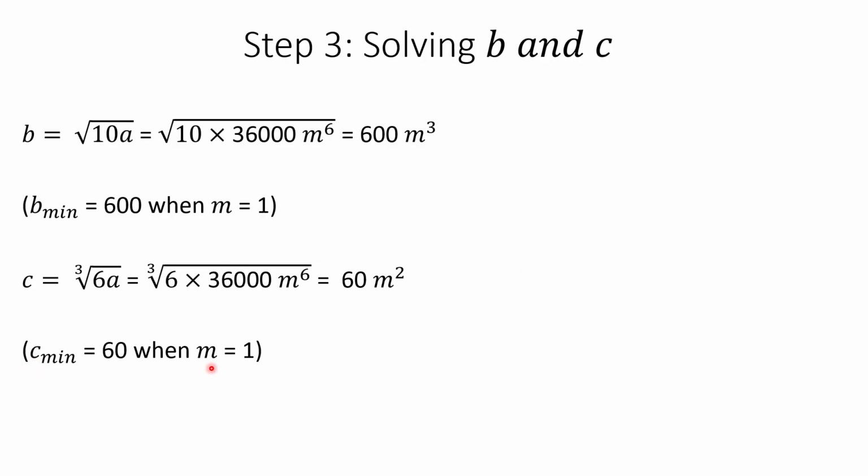So now we found a, b, and c, which have minimum values of 36,000, 600, and 60 respectively. Thank you very much for watching and see you next time.